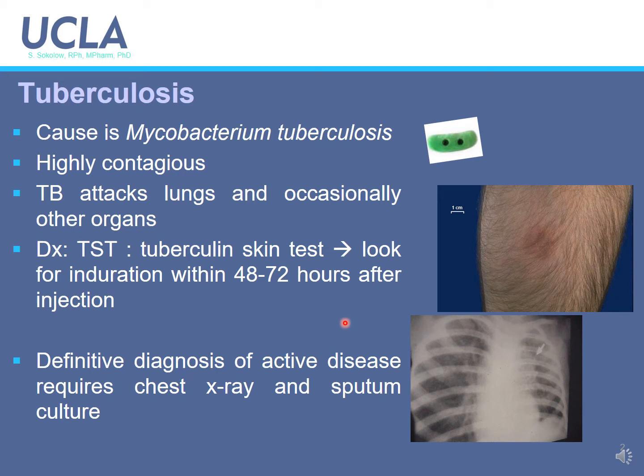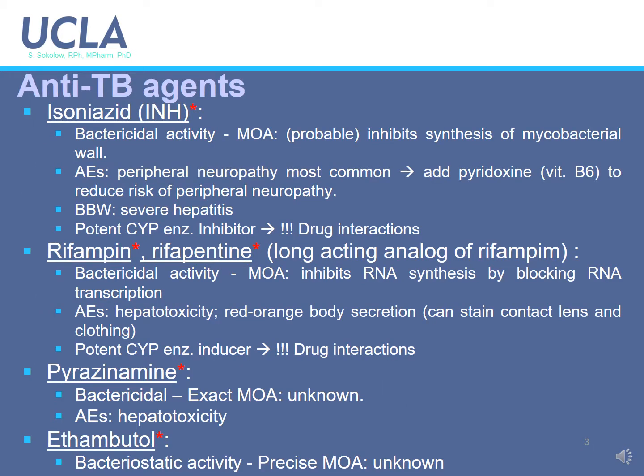How do you diagnose tuberculosis? So it's the tuberculin skin test, where you would look for an induration after 48 to 72 hours of the intradermal injection. And of course, the definite diagnosis is by doing a chest x-ray and also looking at sputum culture. Because of the emergence of resistance to the anti-TB agent, treating tuberculosis is not easy and requires a combination of several drugs.